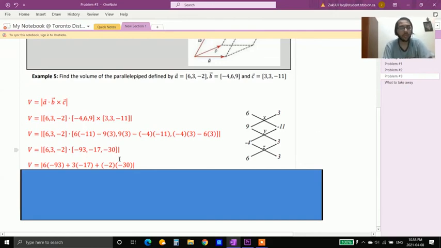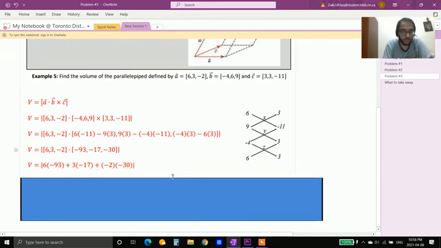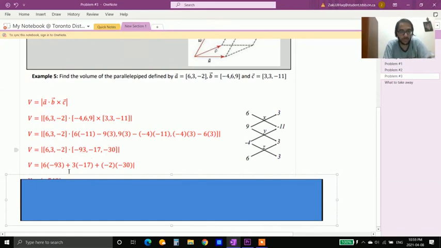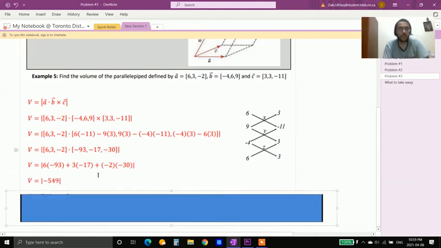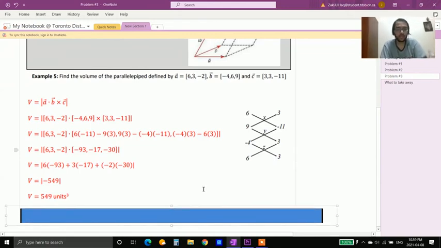And now we can do dot multiplication. So dot multiplication is simple. Just take the x's, take the y's, and take the z's and multiply them by each other and add them up. And if we do all that, we get a volume of negative 549. But there is a catch. The volume is always the absolute value of this. So therefore, the volume is 549 units cubed.